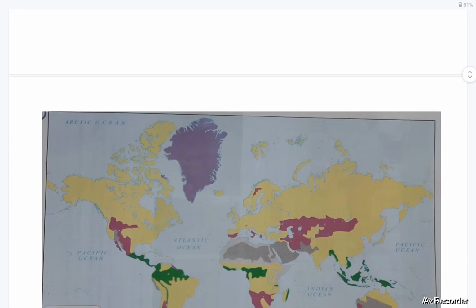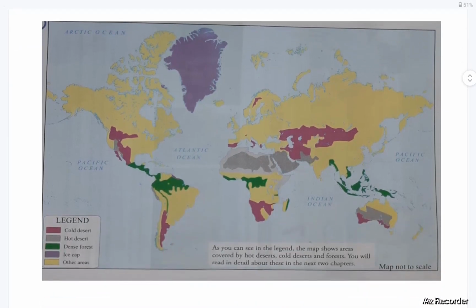So there is a picture of a world map. As you can see in the legend, the map shows areas covered by hot deserts, cold deserts, and forests. You will read in detail about these in the next two chapters. So the legend is cold desert, hot desert, dense forest, ice cap, other areas.